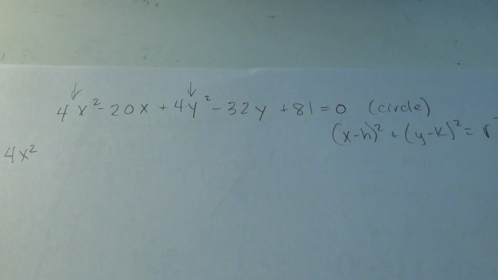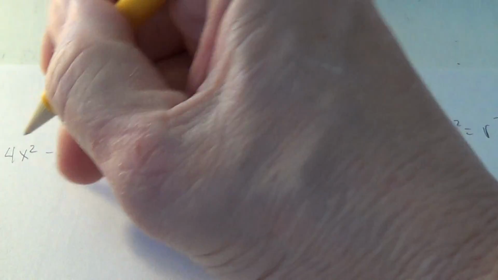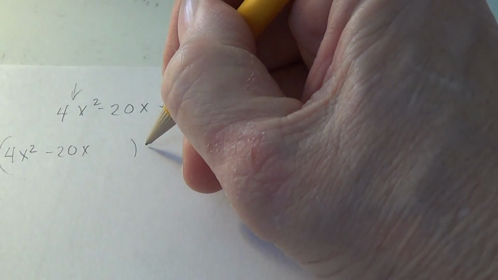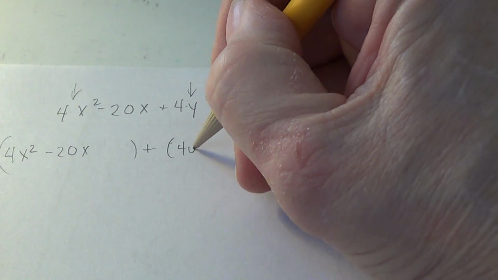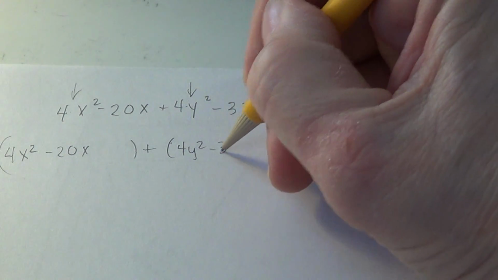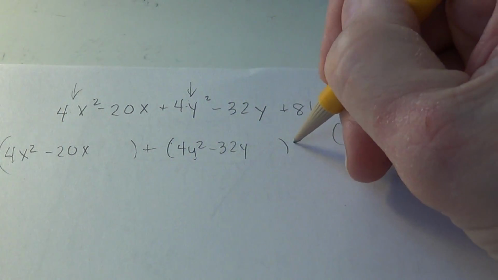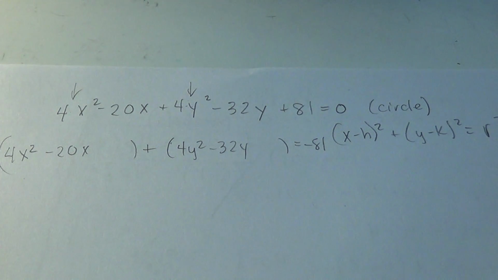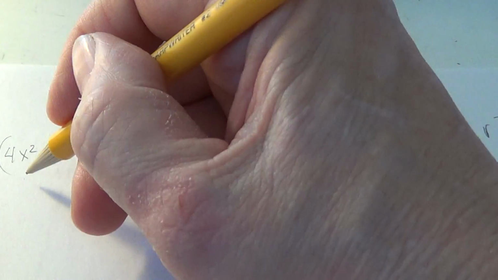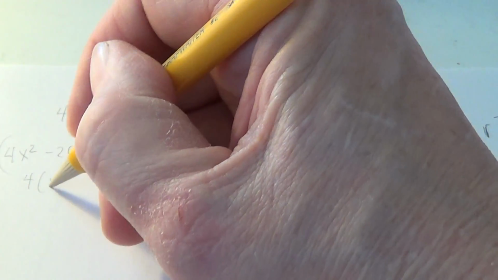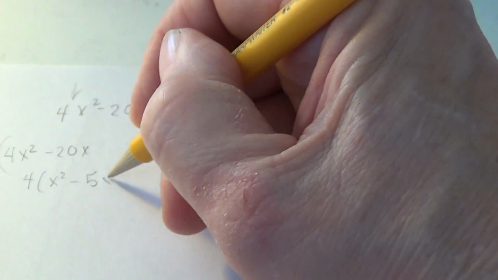Gather your x, gather your y. I move my constant to the other side. All right, pull out the 4, so the lead coefficient is 1.